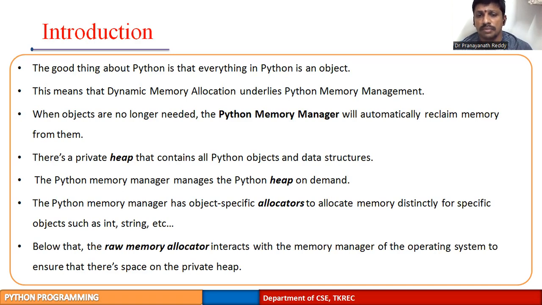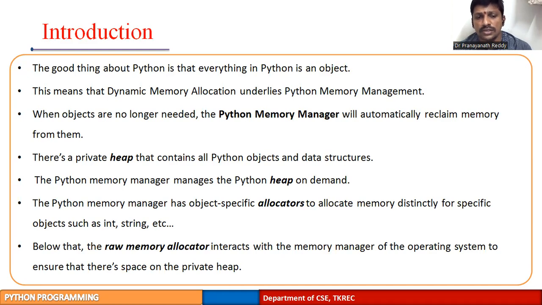So the Python memory manager manages the Python heap on demand. Whenever a larger number of objects are being created, it automatically deallocates some of the space and also automatically reallocates space depending upon the demand. The Python memory manager has an object-specific allocator, and for every object like integer, string, or float, we have a different size of object. We'll see how exactly it does that.